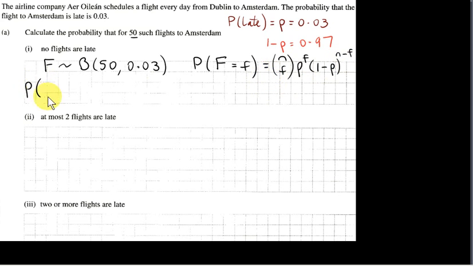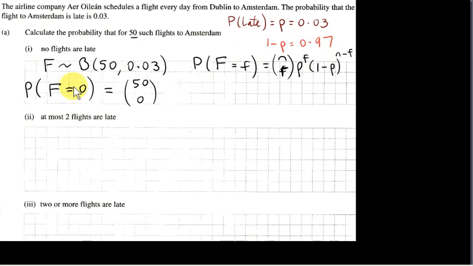So for this question we want the probability that capital F equals 0. Remember, big F, the random variable, stands for the number of flights that are late. So big F takes on the values 0, 1, 2, 3, 4, up as far as 50. So n is 50, little f is 0. Sometimes you might see a little r here in place of little f. It doesn't matter what notation you use, of course, it's all the same.